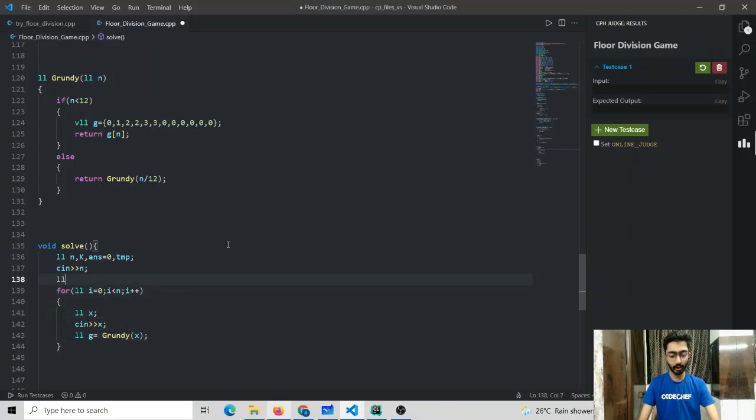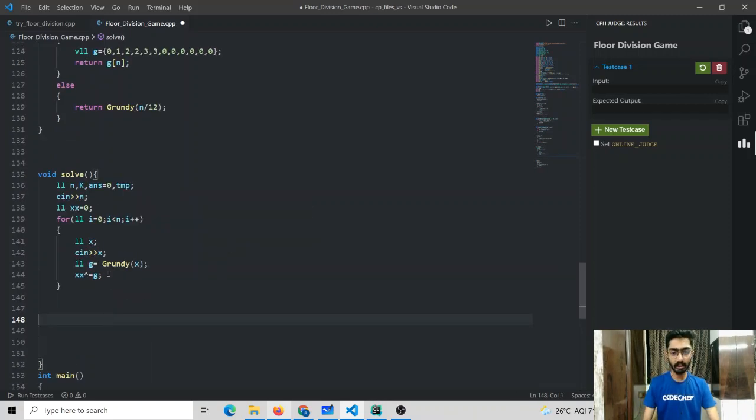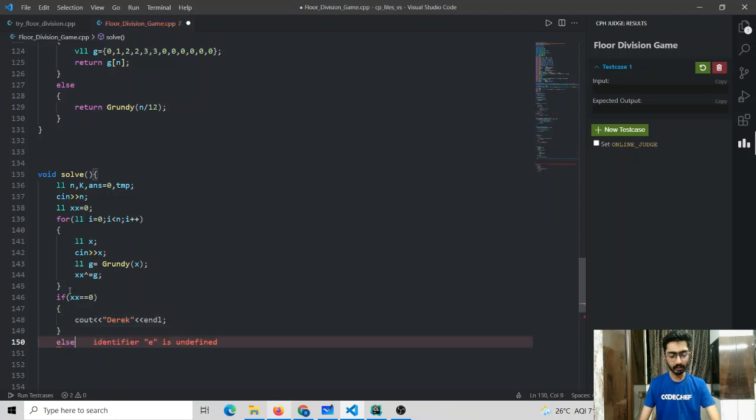We need to find the XOR of all these Grundy values. Where can we store these XOR values? We use a variable XX, where I am going to store the XOR of all the elements. Once I find the Grundy number, I take its XOR with the cumulative XOR sum that we are creating. Once all the Grundy numbers are found and XORed, we check whether that XOR value is equal to 0 or not. If it's equal to 0, that is the only case when Derek is going to win. In all the other cases, we can say that Henry is going to win.